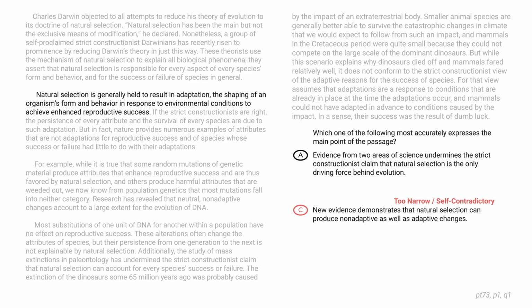Even if we looked past that, C would be too narrow because it wouldn't bring in the second objection the author had about the success or failure being often a result of random factors like an asteroid rather than genuine adaptations to an environment.